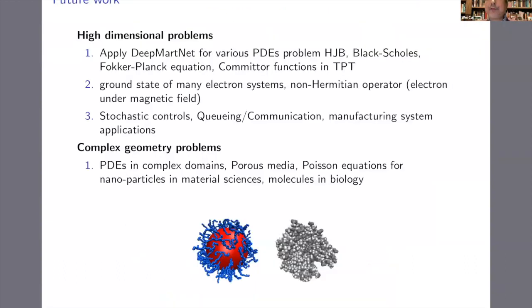Now, the future work. There are two areas I would like to highlight. One is high dimension problems. Now we know high dimension problems, we can use the method to solve many PDE problems: Hamilton-Jacobi equation, Black-Scholes equation, Fokker-Planck equation, committor function, the transition path theory, those boundary value problems. And we can compute many-electron systems and non-homogeneous operators with electrons and the magnetic field. And we can do stochastic controls for queuing and communications.